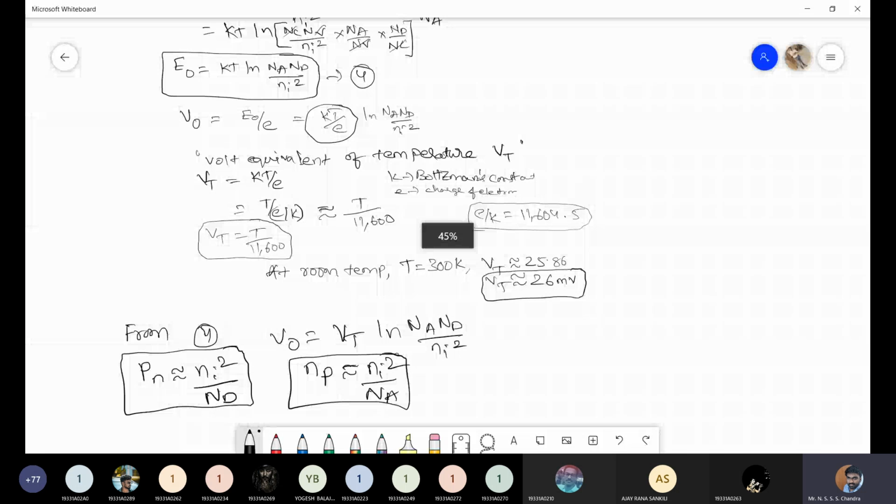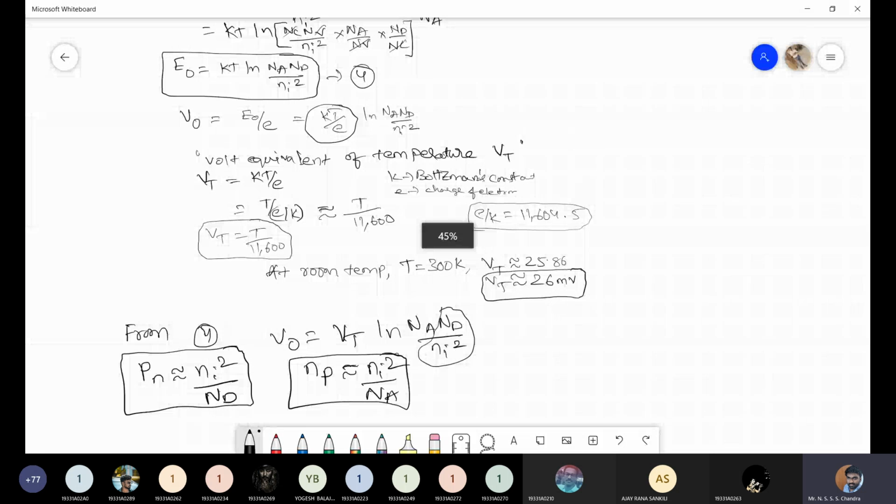Okay, so what we'll be doing, we have to replace this Na, Nd and Ni squares in such a way that we are writing the equation only in terms of the concentrations of holes or electrons. So I will be rewriting this expression. Instead of Na, Nd, I can take Ni square by Nd square. For example, I will take this term, Nd by Ni square.